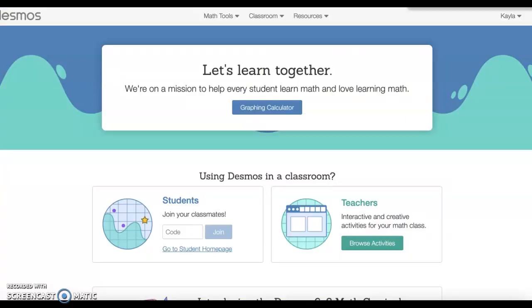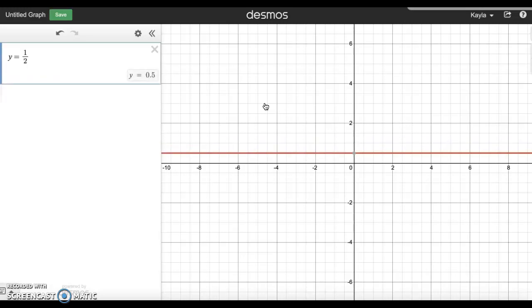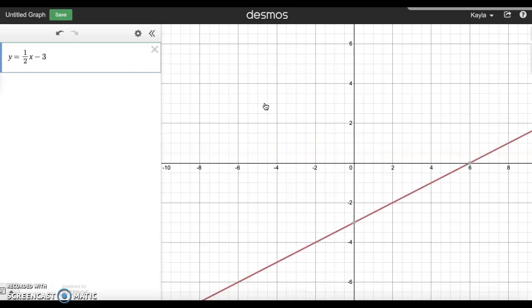A second tool I'll be using is Desmos. For part of the activity, the students will be graphing on paper, but they will be required to check their work with the graphing calculator provided by Desmos. And it's a very simple calculator. They would just be able to type in the equation that I had given them and then check to see if it matches their work.